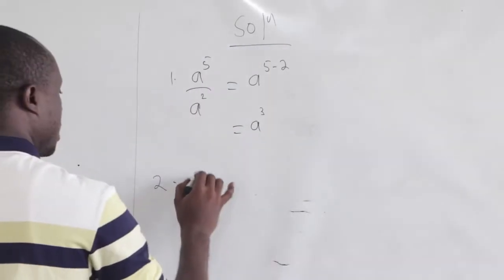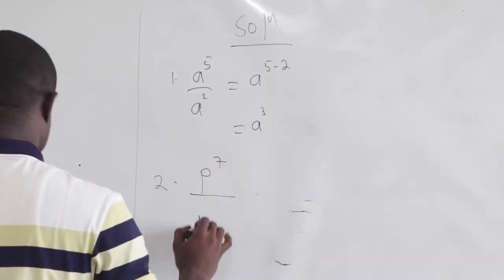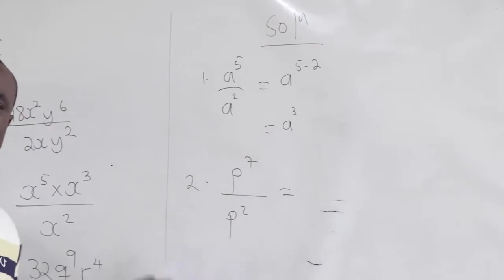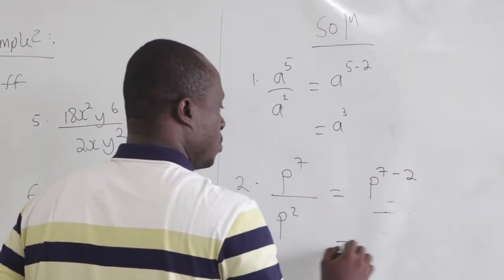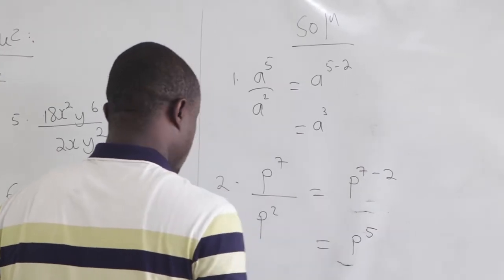Now let's see the second one, p to the power 7 all over p to the power 2. We are dividing, so here we subtract the exponent. We have p to the power 7 minus 2, and this is p to the power 5.